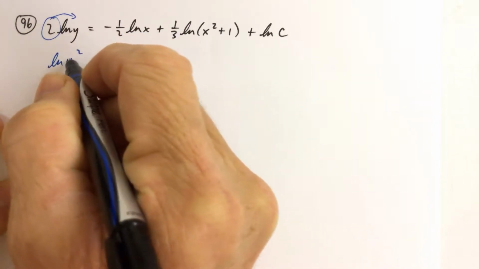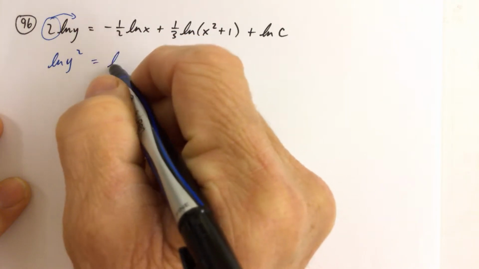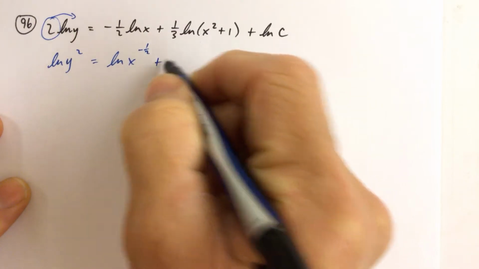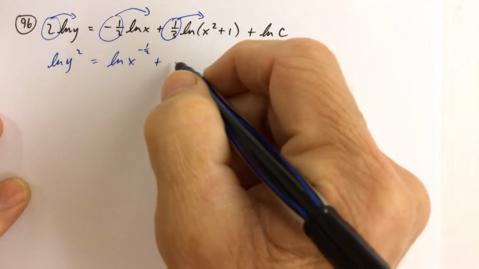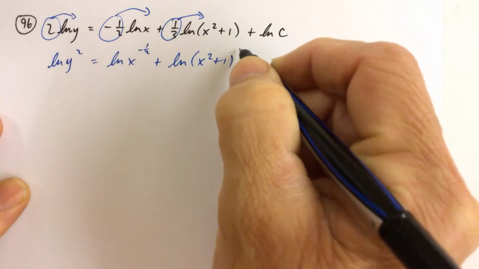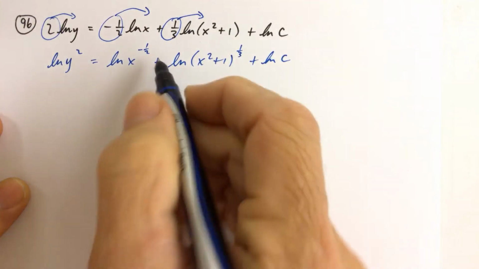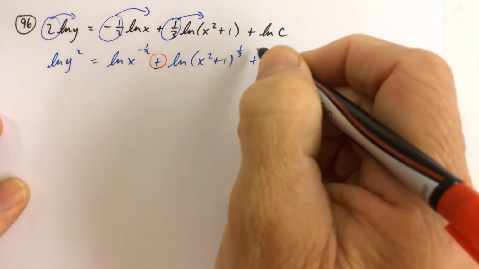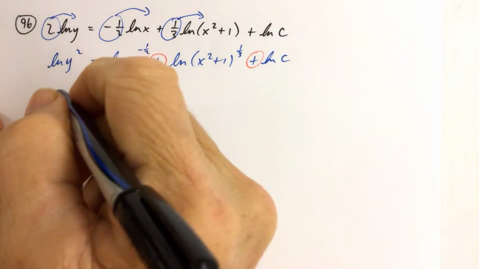That means that we can rewrite 2 ln y as ln of y squared. We can write negative 1/2 times ln of x as ln of x to the negative 1/2. Plus, we write this 1/3 times this stuff as ln of the stuff raised to the 1/3, and then plus ln of c. These guys here are both plus signs, so we have the sum of the logs, so we're going to take the log of the product.